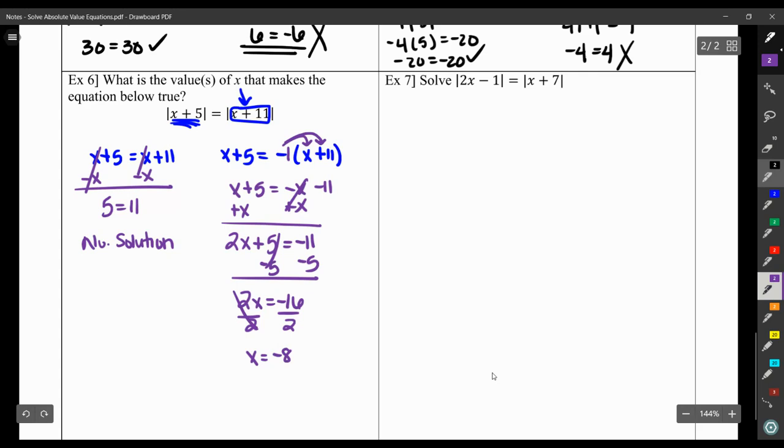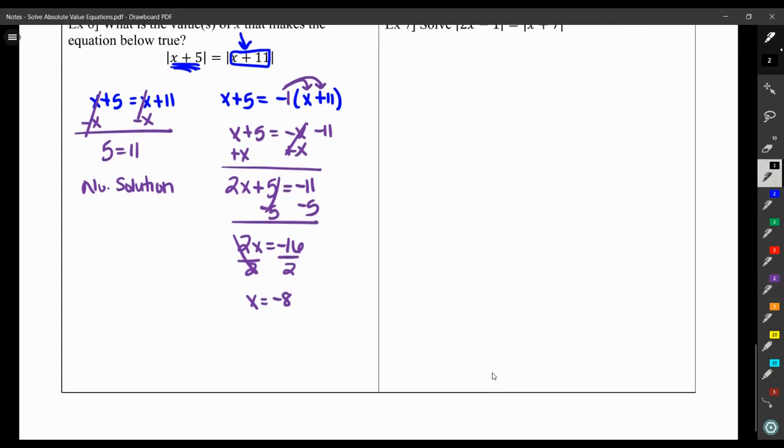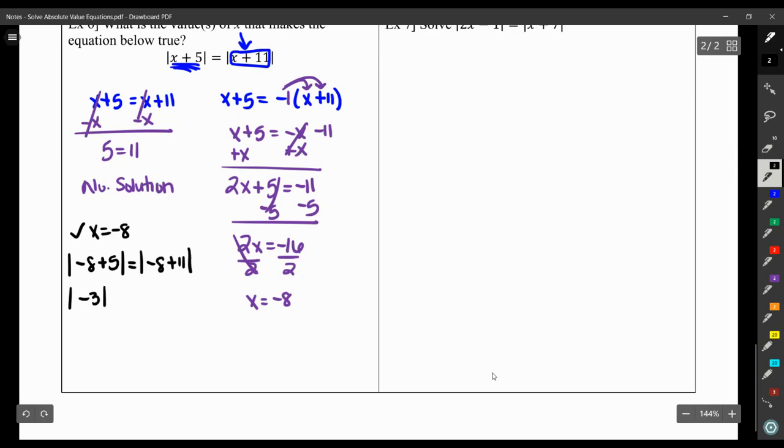Now, just because this is the only solution doesn't necessarily mean that it's true. So we still do have to go through the checking process. We're going to check x equals -8. We substitute -8 plus 5, and the absolute value is equal to the absolute value of -8 plus 11. So we get absolute value of -3 equals absolute value of 3. The absolute value of -3 is 3, and the absolute value of 3 is also 3. So yes, this is true. This does in fact give a solution.